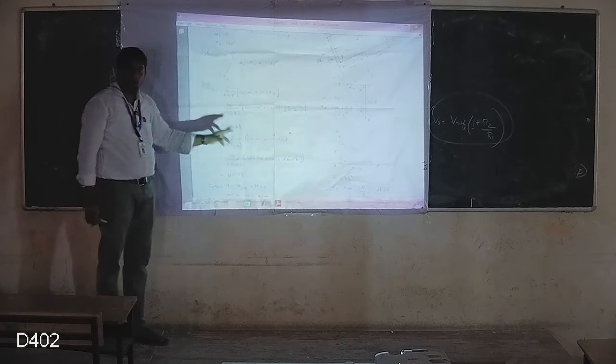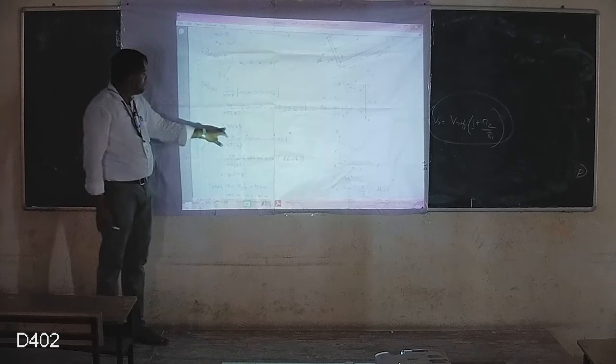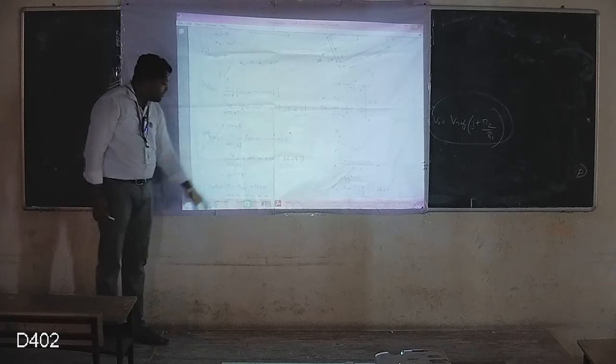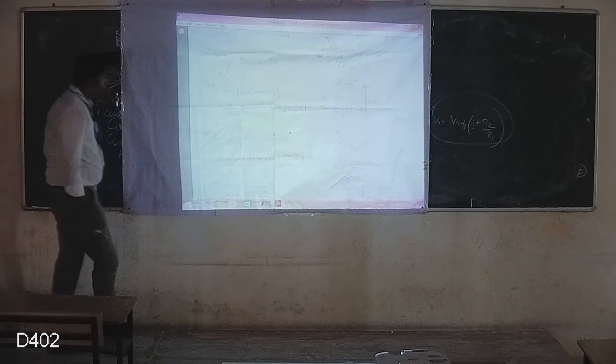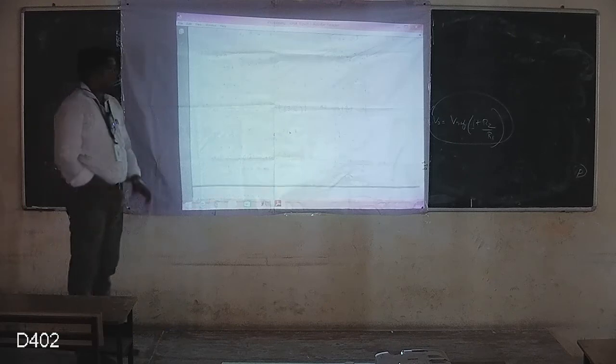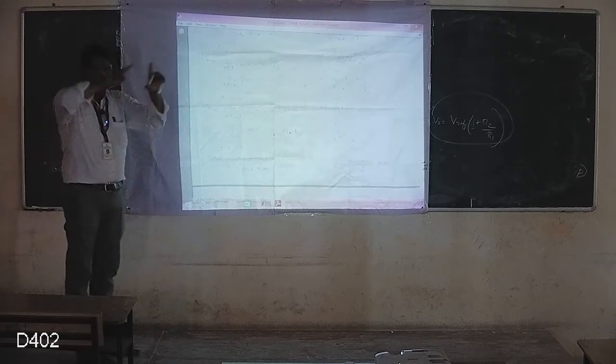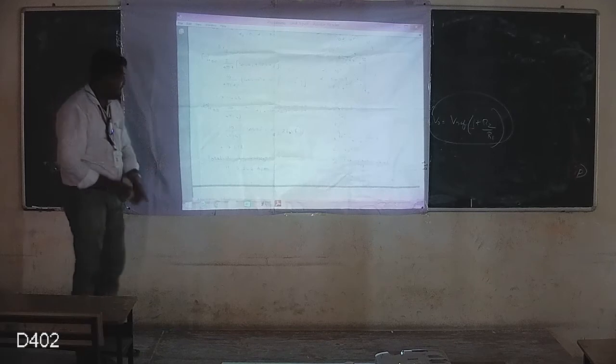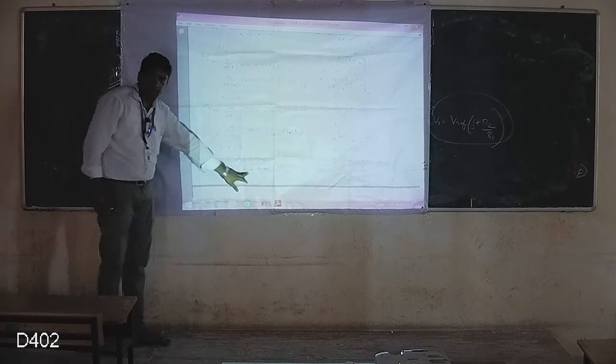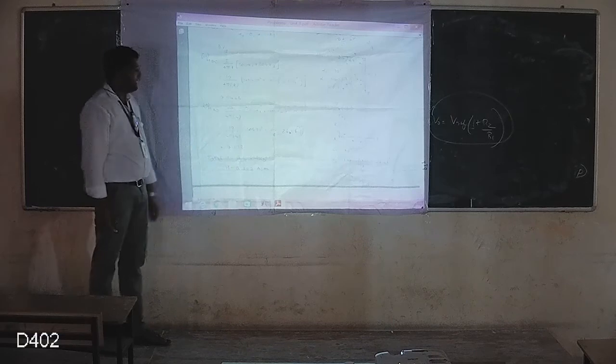If I add all the four, 0 plus 0 plus 0.0445 plus 0.178, the answer will be H is equal to 0.222 ampere per meter. Therefore, if I take the overall construction, the H vector is equal to 0.222 ampere per meter.